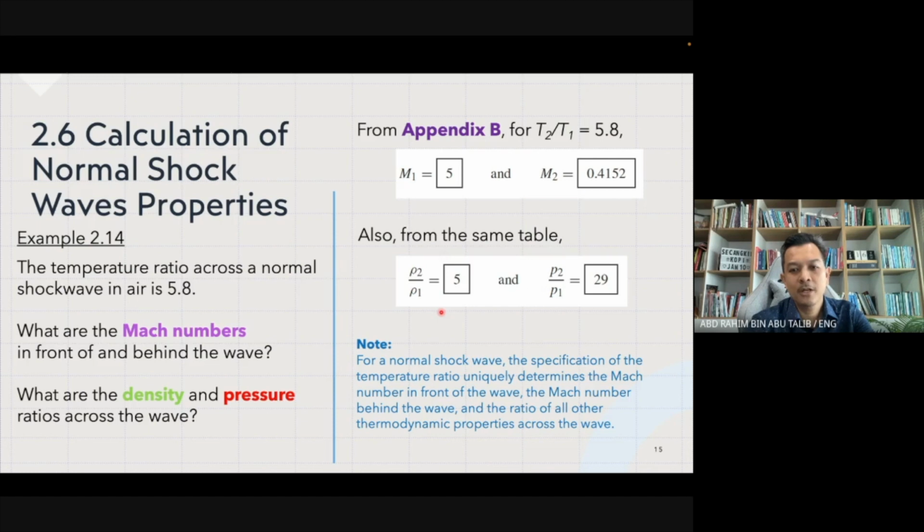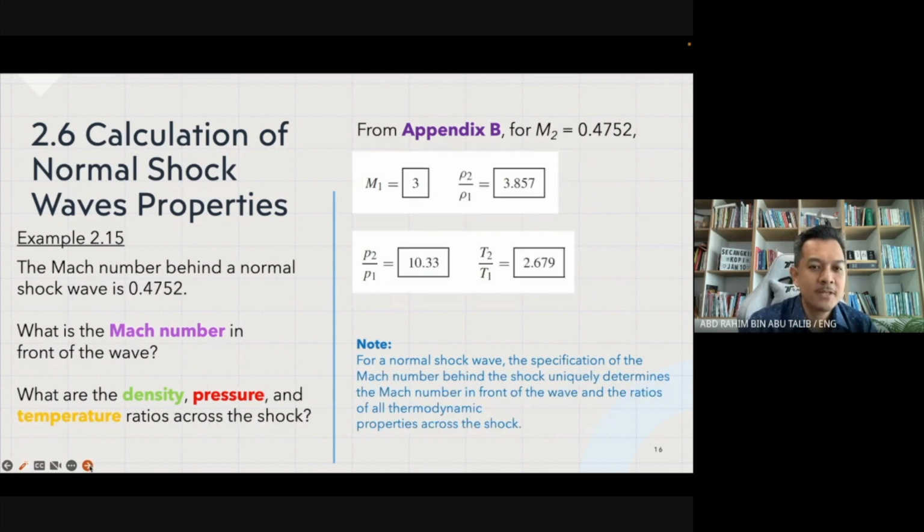All right, so note here, for a normal shock wave, the specification of temperature ratio uniquely determines the Mach number in front of the wave and the Mach number behind the wave, and the ratio of all other thermodynamic properties can also be obtained. Okay. Another example, 2.15, before we have a short break.